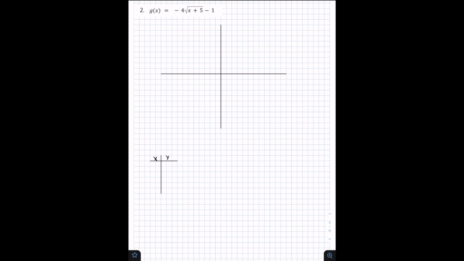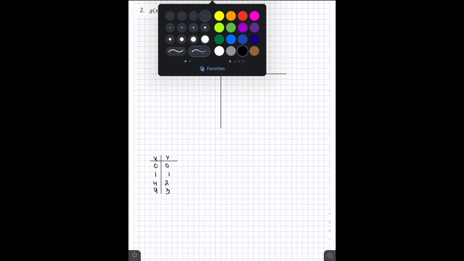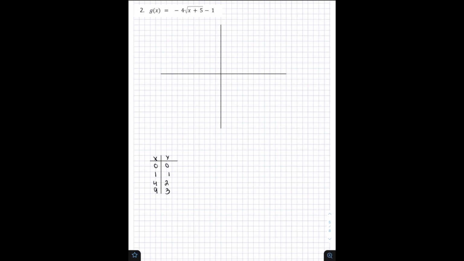Number 2 is the function g of x equals negative 4 radical x plus 5 minus 1. So we start with the same parent function, and we plug in those points like that. And then we can start looking at the transformations that we see. So let's look on the outside first. We see a negative 4. So this means that it is a reflection over the x-axis as well as a vertical stretch, because 4 is greater than 1.